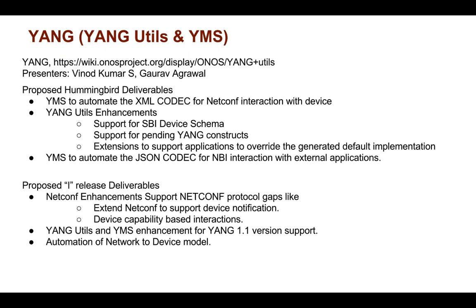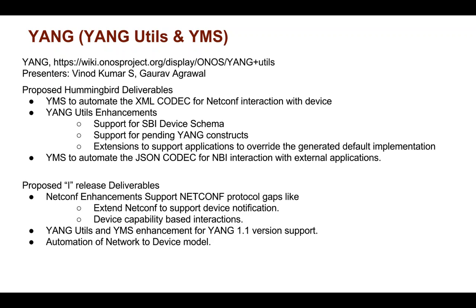Okay, fine. So in the Hummingbird release, we are planning for the Yang utils completion and the YMS framework. The proposed deliverables for Hummingbird are these. The first priority is to automate the XML codec for netconf interaction with the device. This will be our first priority to complete in the Hummingbird release.